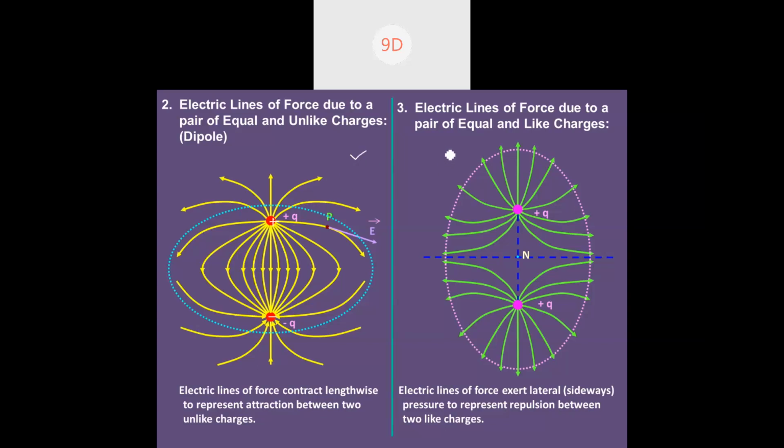Look at if like charges are there, what is the kind of field that's developed? They are repelling each other in this way. They can't collide. No two electric field lines will cross each other. That's one rule. No two electric field lines will cross each other, means they will go in this pattern. The word which we use over here is, see, they are contracting in this way longitudinally, lengthwise, and they are expanding laterally.